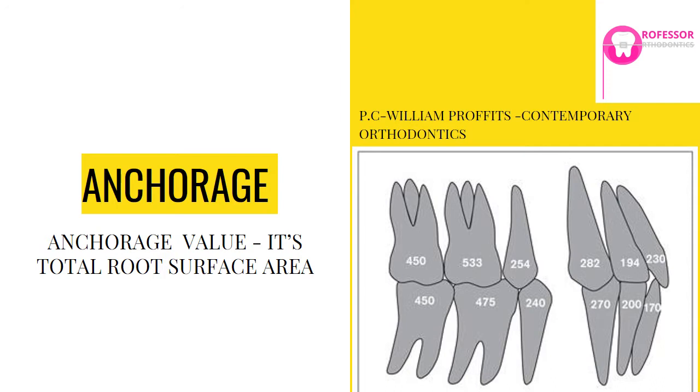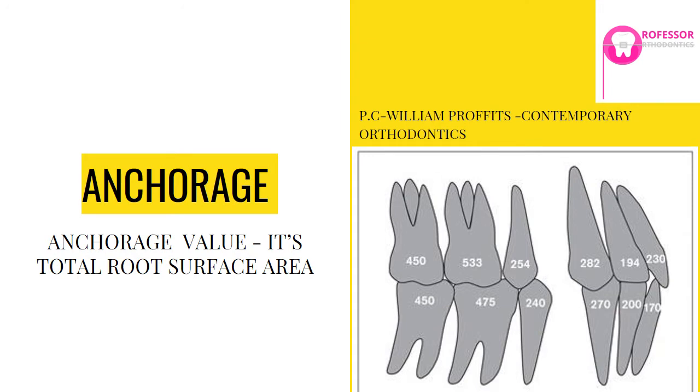So, what is anchorage value? Now we know the definition of anchorage. Just imagine you have an arch, say it's an extraction case and a case of proclination, maybe maxillary incisor proclination, and you want to retract the anteriors. In this case, which is the anchorage unit? The posterior section of the arch, that is the molars and the premolars bilaterally, are your anchorage unit, whereas the anteriors, that is the incisors, laterals and canines bilaterally of the maxilla, are the unit that is to be moved.